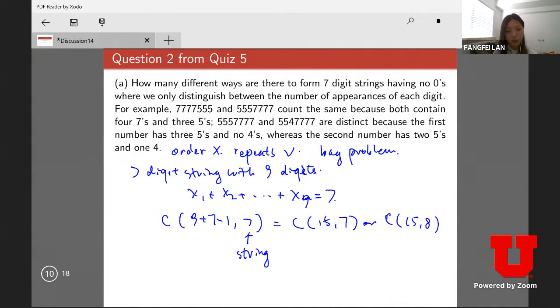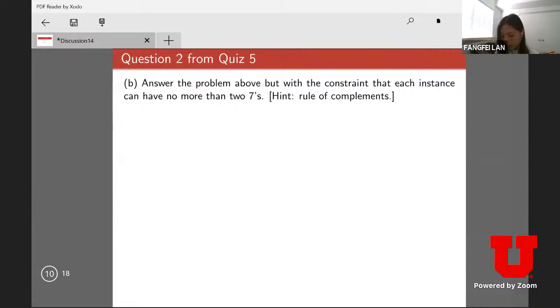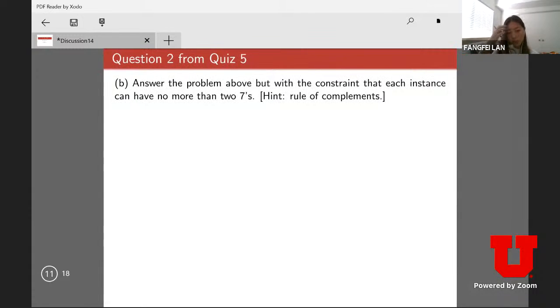Any questions about this? This should be the simple part. So what about B? Answer the same problem above, but with the constraint that each instance has no more than 2 7s.